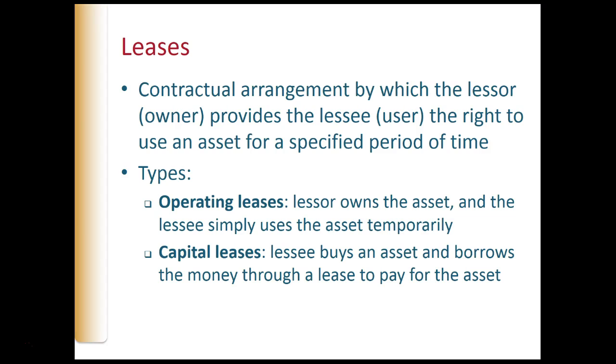Now, operating leases are just like rentals. The lessor owns the asset and the lessee simply uses the asset temporarily. Over the lease term, the lessee records rent expense and the lessor records rent revenue. On the other hand, capital leases occur when the lessee is essentially buying the asset and borrows the money through a lease to pay for the asset.